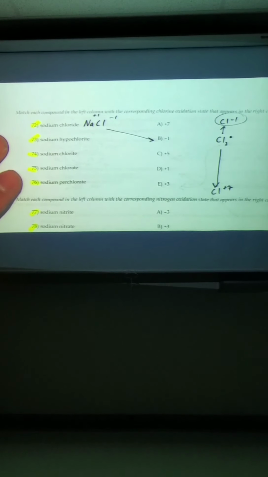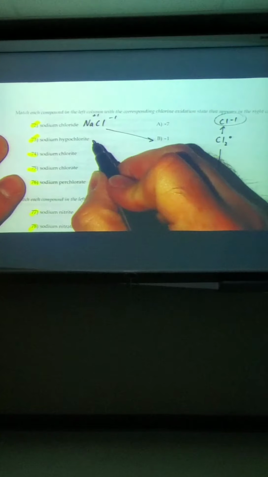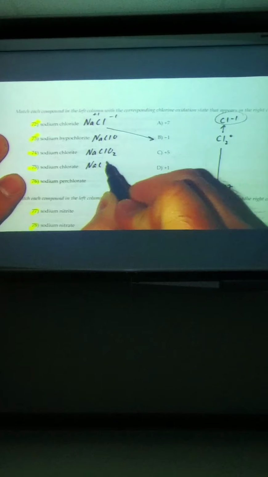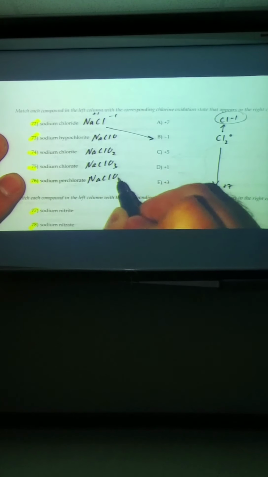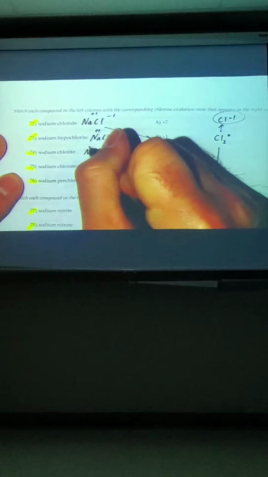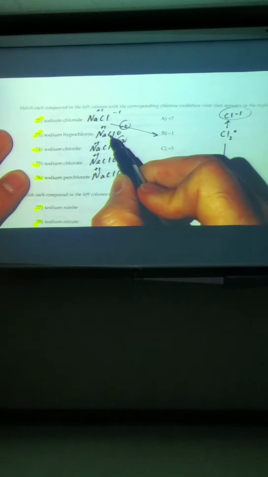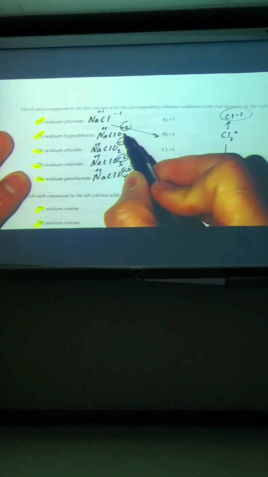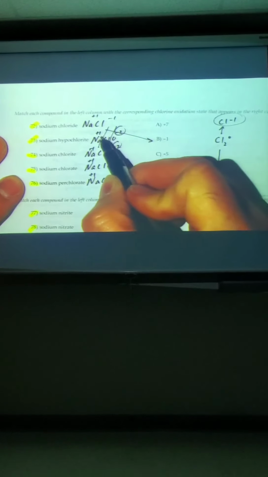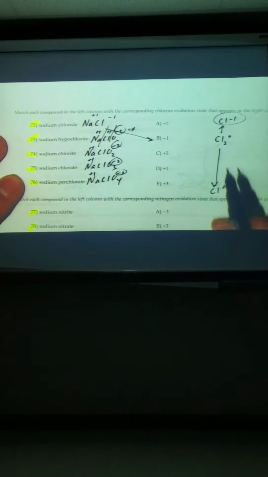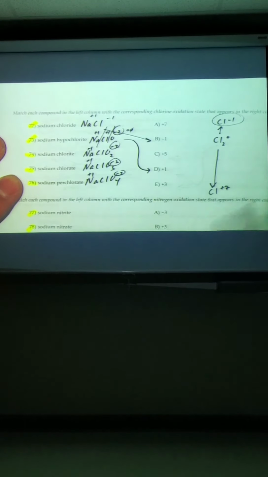Sodium hypochlorite, chlorite, chlorate, perchlorate. I put these in order for a reason, because notice NaClO, NaClO2, NaClO3, NaClO4. In all situations, we have this +1 sodium. And in all situations, we have this -2 oxygen, but we have more of them. So this one's the quickest one because there's no multiple of oxygen. If you have a -2 and a +1, you need another +1 to make the 0 neutral compound. So +1 was the answer down here.